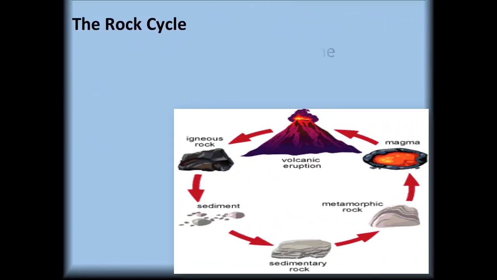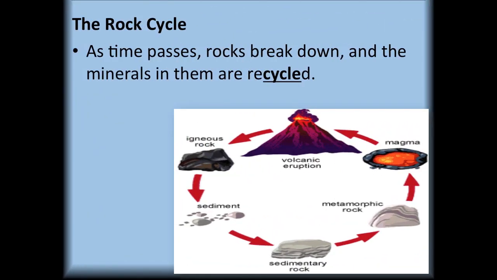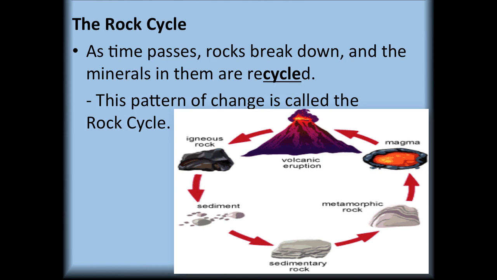Talk more about the rock cycle. Here we go. As time passes, rocks break down and the minerals in them are recycled. Thus the term cycle. This pattern of change is called the rock cycle. So, excuse me, volcanoes erupt. The lava cools down and it turns into igneous rock.